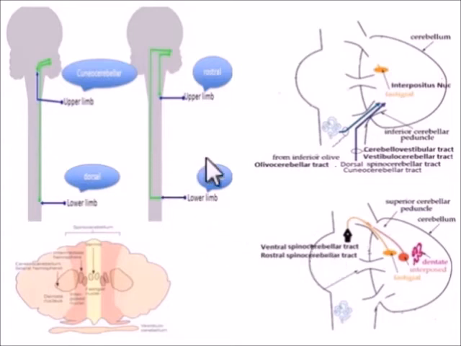So all these tracts which go to the spinocerebellum are actually connected to the vestigial nucleus, because we know that spinocerebellum contains the vestigial nucleus, which is in the vermis, and also have connections with the interpositus nucleus, but mainly the connection is with the vestigial nucleus of spinocerebellum.